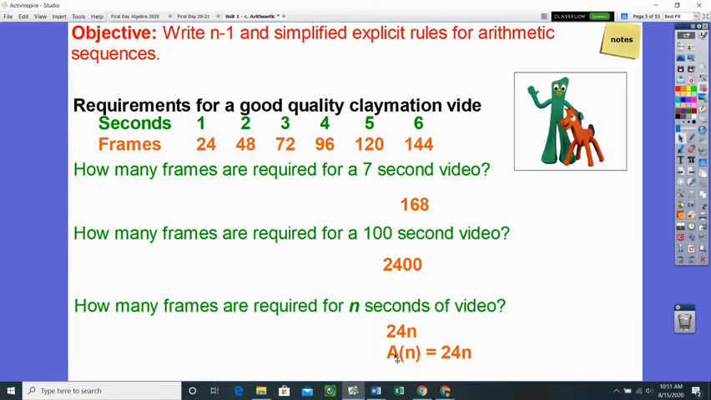Now, I need to make sure you understand that if you use function notation, this variable right here in the parentheses is telling you what variable is the input variable.